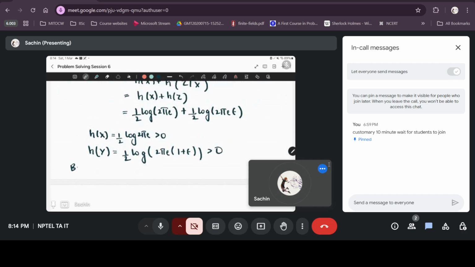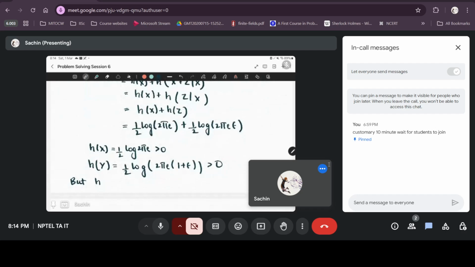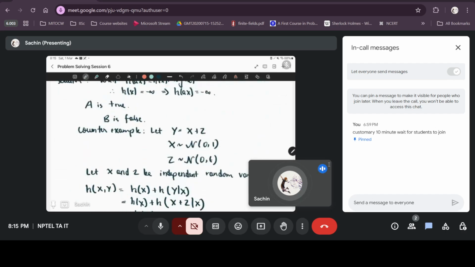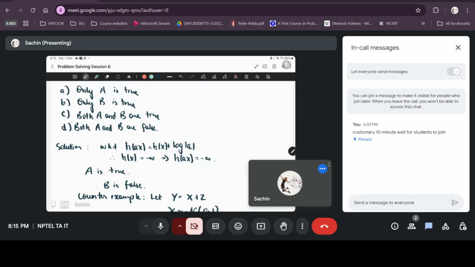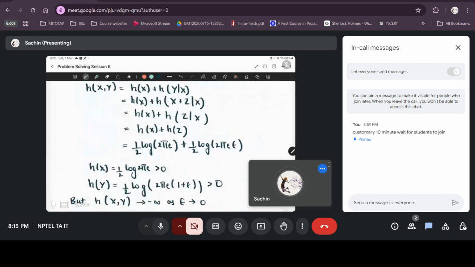but h of x comma y approaches negative infinity as epsilon approaches 0. So there are values of epsilon for which we can make h of x comma y less than 0. So B is a false statement. Therefore, only A is true is the right option. The option A.